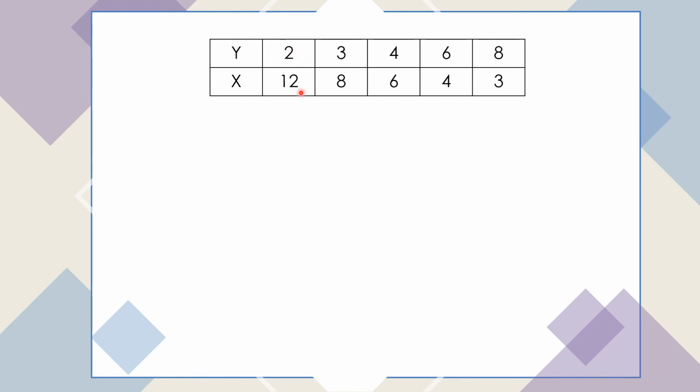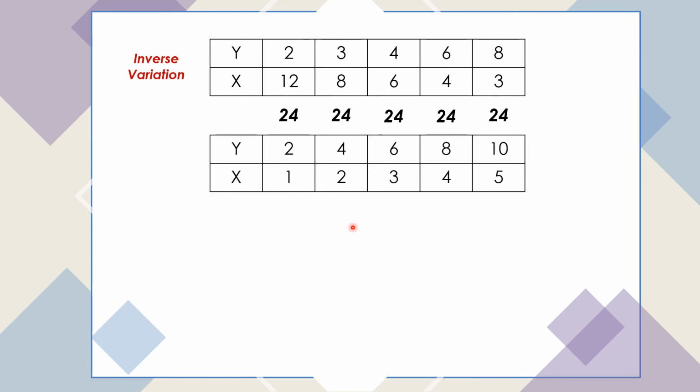Ibig sabihin, pwede natin siyang i-times. 2 times 12 is 24. 3 times 8, 24. 4 times 6, 6 times 4, 24. 8 times 3, that is also 24. Kung yung product niya ay equal, therefore, siya ay inverse variation.